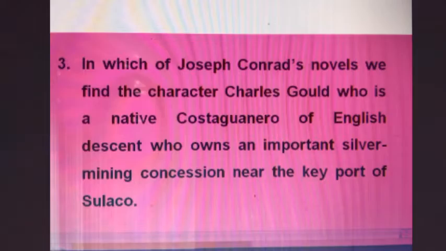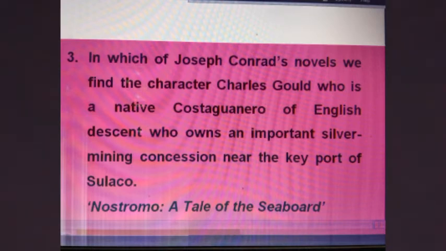Moving on to the third question. In which of Joseph Conrad's novels do we find the character Charles Gould, who is a native Costaguanero of English descent, who owns an important silver mining concession near the key port of Sulaco? Answer, Nostromo, A Tale of the Seabird.